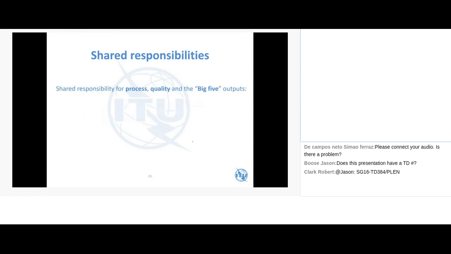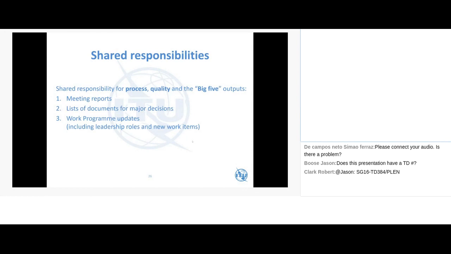Between them, the leadership team shares responsibility for different elements. So ensuring the process is followed correctly, ensuring the quality, whatever that means, the quality of the outputs, the quality of the text, and so on. And specifically, what are often called the big five. So these are meeting reports that come out of a meeting, the documents or the list of documents for major decisions. So this is the text for approval, agreement, and so on.